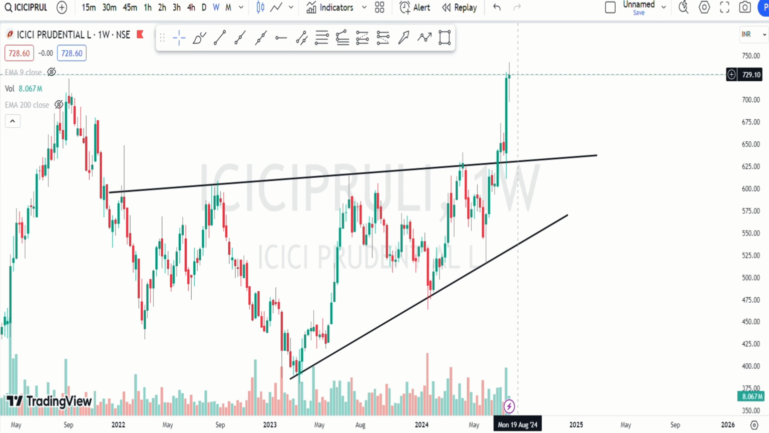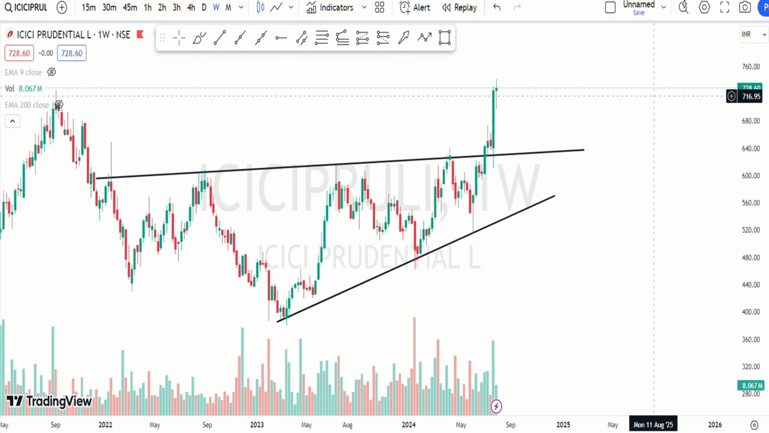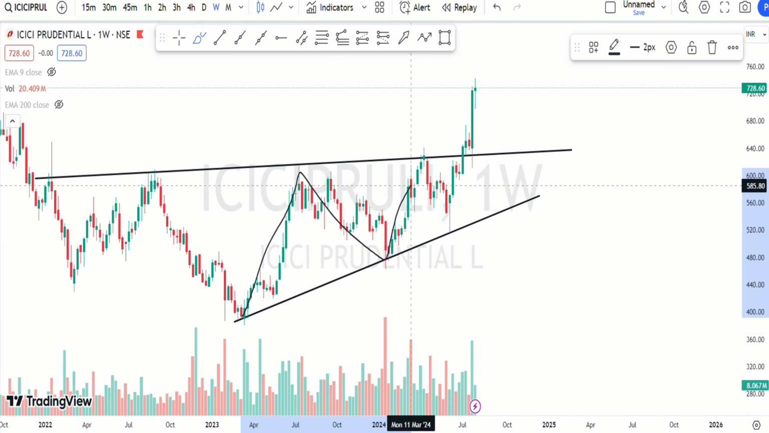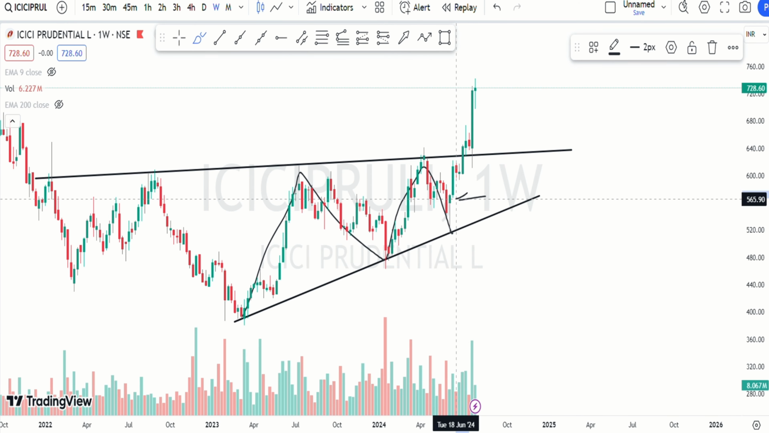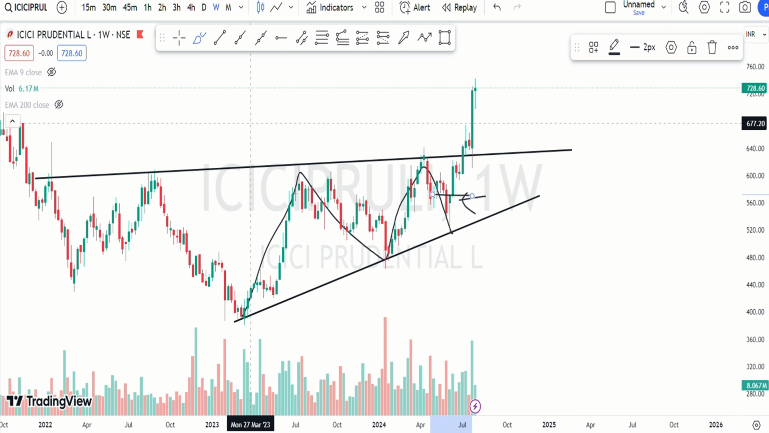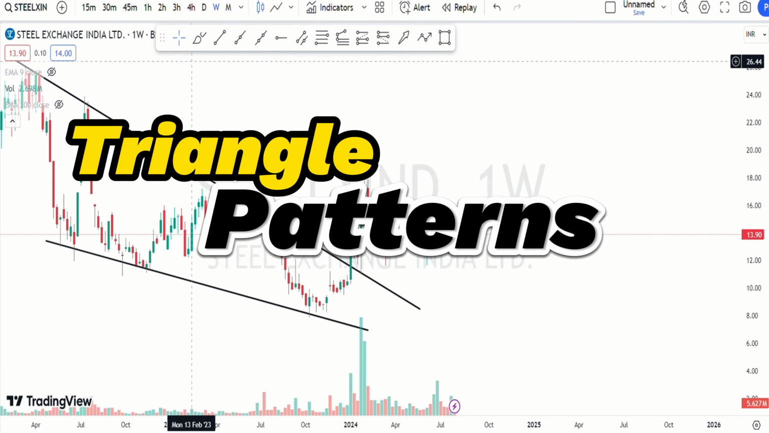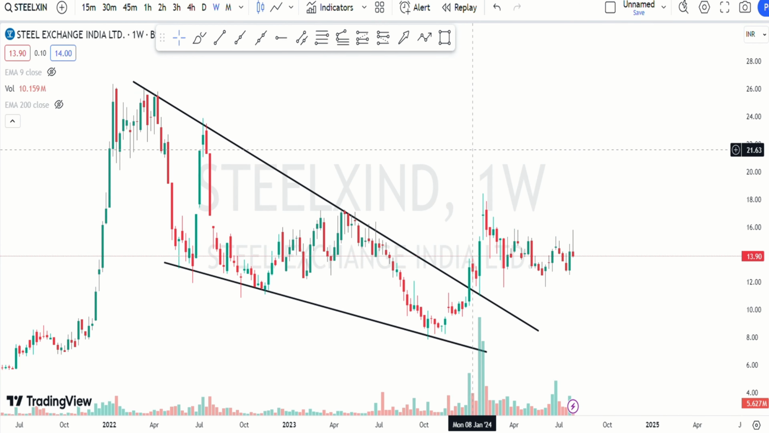So coming back to ICICI Prudential, what do you see? You see a simple little triangle pattern. Our entry could be on this green color candle, and our target could be here at this place, right? And the next trade. So this is one of the trades that I've taken.